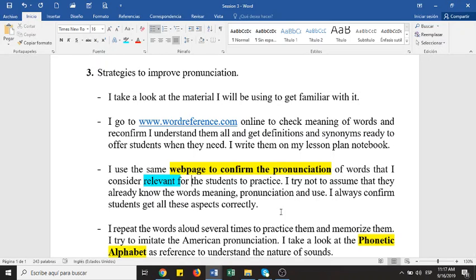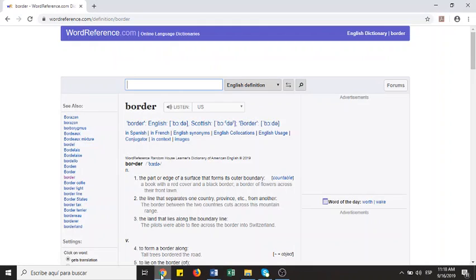So I ask them, do you know what this word means? Do you know the pronunciation? Do you know how to use that word in sentences, statements and conversations? I confirm them. I never assume that they know. So let me see if it opened already. Yeah, it's there. So border. In definition number one, it says the part or edge of a surface that forms its outer boundary.